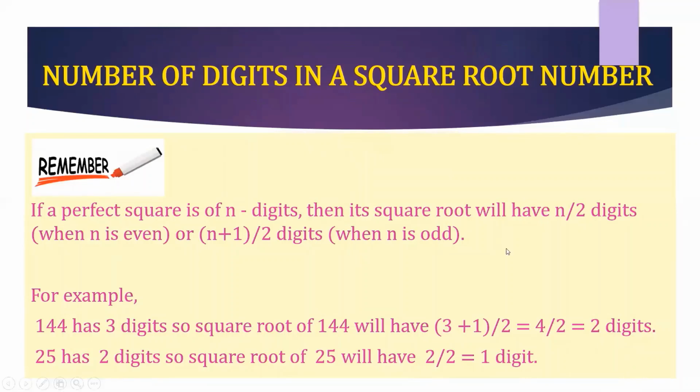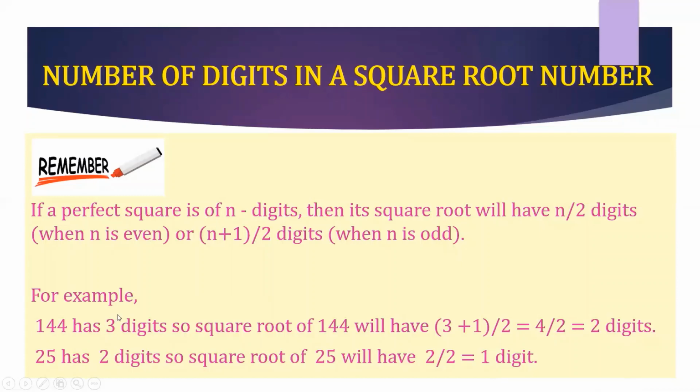Next, number of digits in a square root number. See, students, if the given number is a perfect square and the number of digits in a perfect square number is n, then its square root will have n upon 2 digits if n is even, or n plus 1 upon 2 digits when n is odd. Let's see the example. Here we have the number 144. So it is a 3-digit number, and we know that 3 is an odd number.